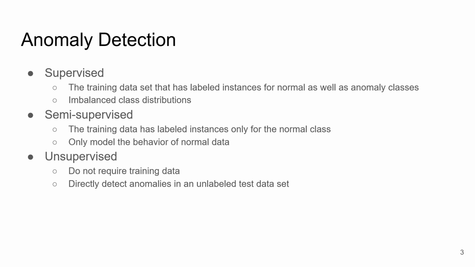The third one is called unsupervised anomaly detection. In this problem setting, it does not require any training data. We directly detect anomalies in an unlabeled test data set. So we have only one data set, including normal data and some anomalies, and we want to find the anomalies in this data set.